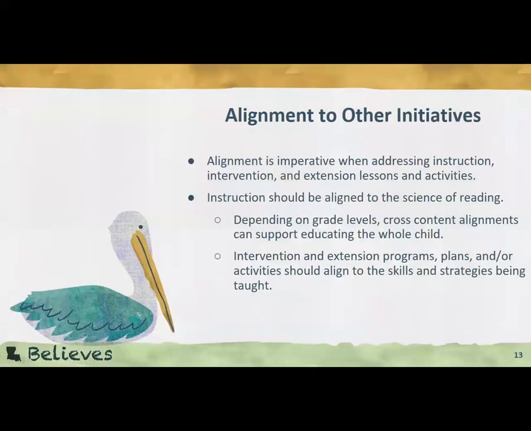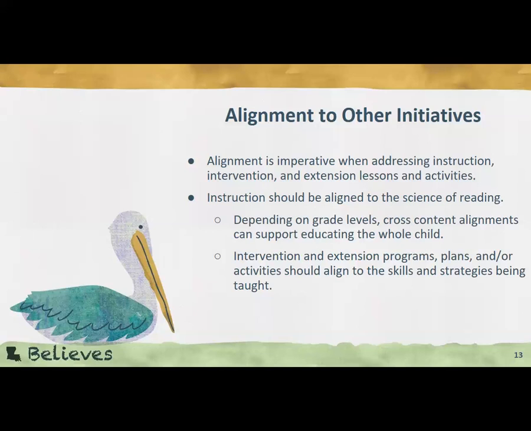In all action steps and goals, it is important to also consider how those goals and actions align to other initiatives. Alignment is particularly important when planning for instruction, intervention, and extension. Instruction should be aligned to the science of reading. Depending on grade levels, cross-content alignment can support educating the whole child. As we talked about, literacy is across all content areas.